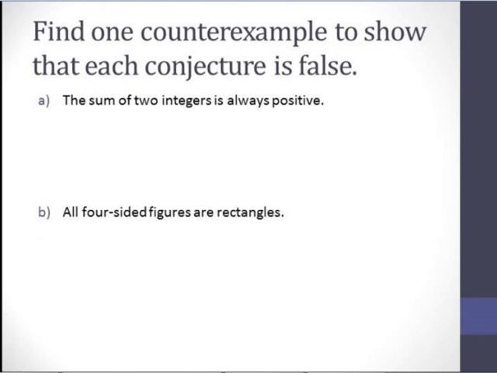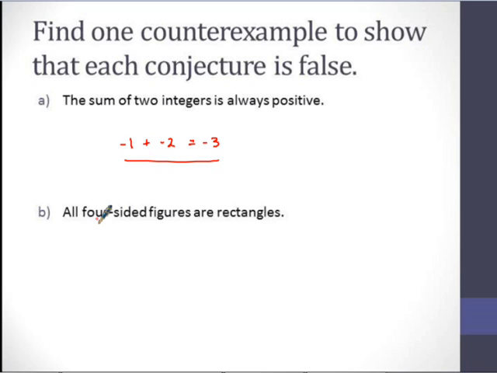Find one counterexample to show each conjecture is false. So a counterexample is, again, just an example that proves something not true. So it says the sum of two integers is always positive. Well, if I add -1 plus -2, that equals -3. And that right there is a counterexample. That's all you got to do.